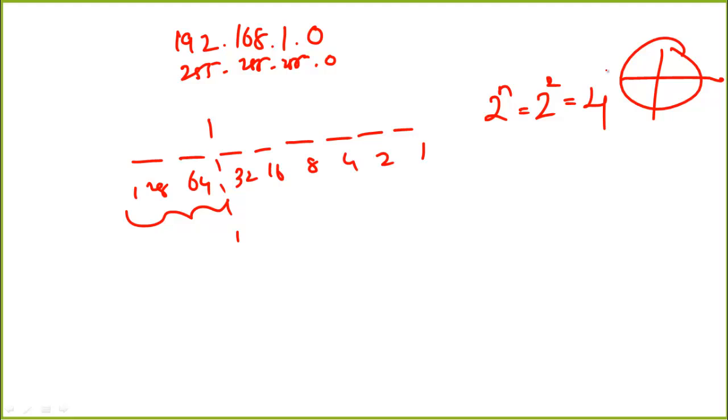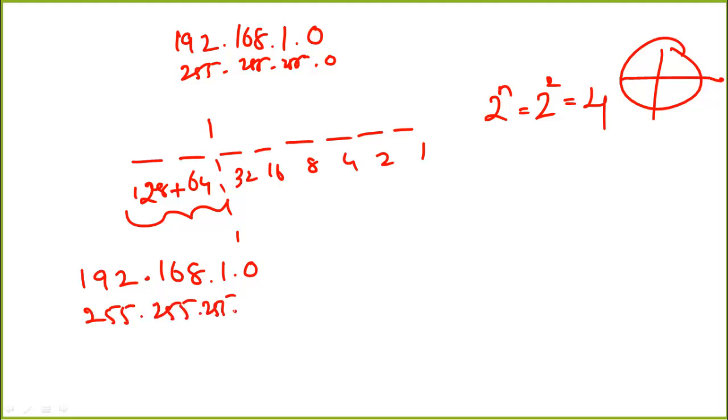Now let us see what are the IP addresses of each and every network. So what will be the subnet mask now? Subnet mask is going to be 128 plus 64 because you have borrowed 2 bits, right? 128 plus 64 is 192. So 192.168.1.0 will be the first network. And what is going to be the subnet mask? Subnet mask is going to be 255.255.255 dot the sum of 128 plus 64, that is 192.